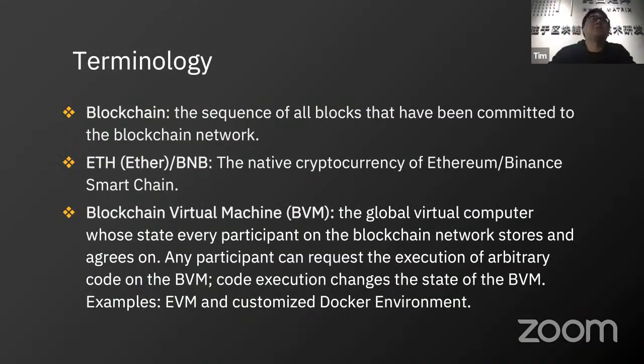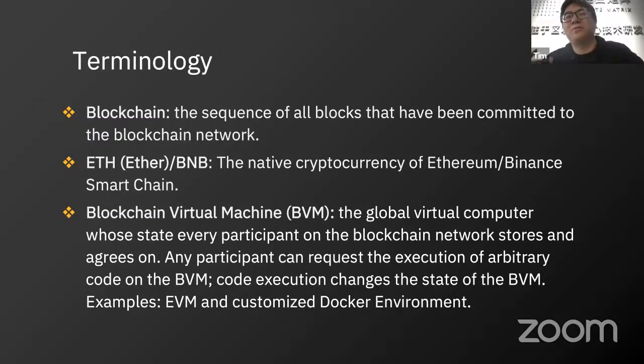Okay, so let's review some terminologies. The first one is the blockchain. It's basically the sequence of all blocks that have been committed to the network in the history of the network. The second one: we mentioned two different native cryptocurrencies, which are Ether and BNB. They are the native cryptocurrencies of Ethereum and Binance Smart Chain, and we will use them later in the practice.